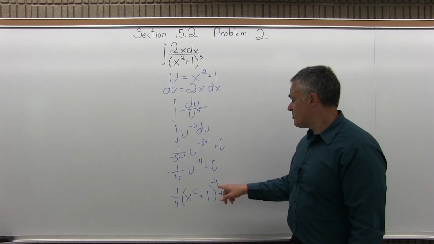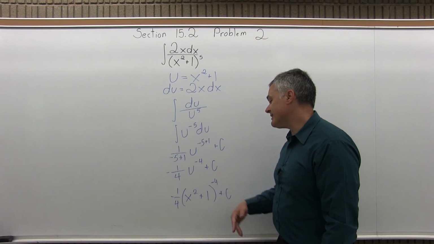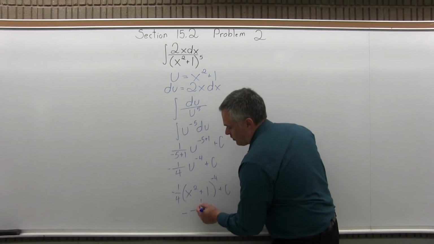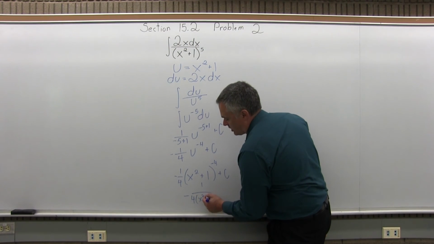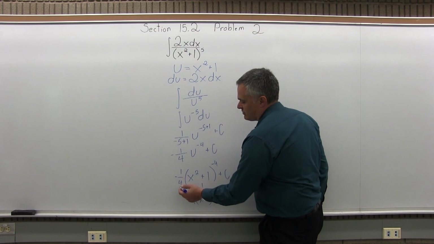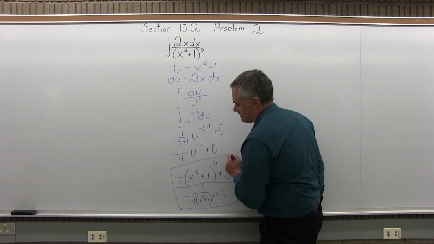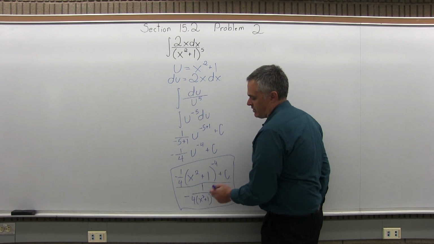And that's the answer. If you prefer, because of the negative 4th power, you could put the x squared plus 1 in the denominator if you like. So you could have negative 1 over 4 times (x squared plus 1) to the positive 4, plus some constant. These two values are the same, whether you put the parentheses in the numerator with a negative exponent or in the denominator with a positive exponent.